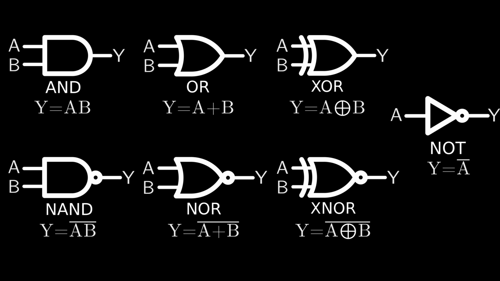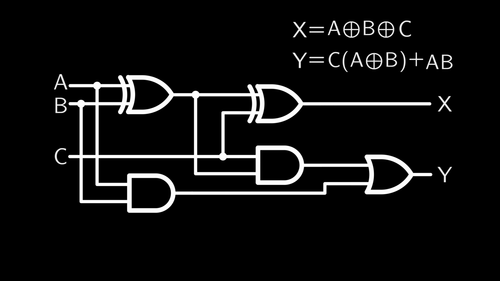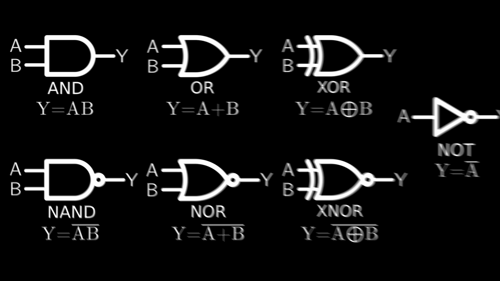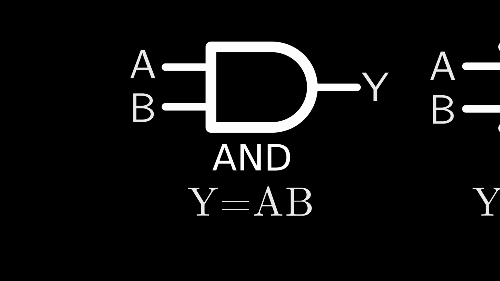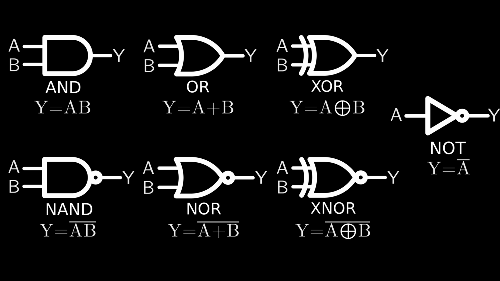These are the 7 basic logic gates and their Boolean expressions. We'll go through each of these first and then take a look at how to express logic circuits using Boolean expressions. In Boolean algebra, an AND gate is equivalent to multiplication and an OR gate is equivalent to addition, and we'll take a look at why that makes sense in a bit.